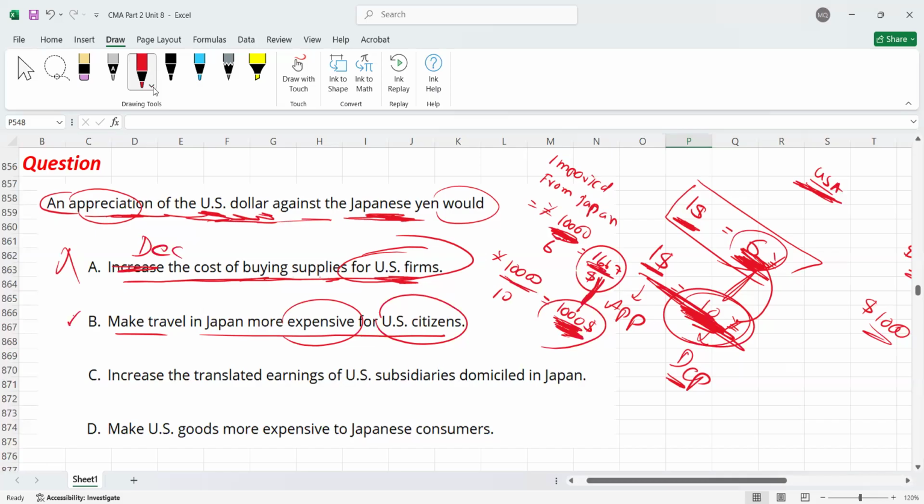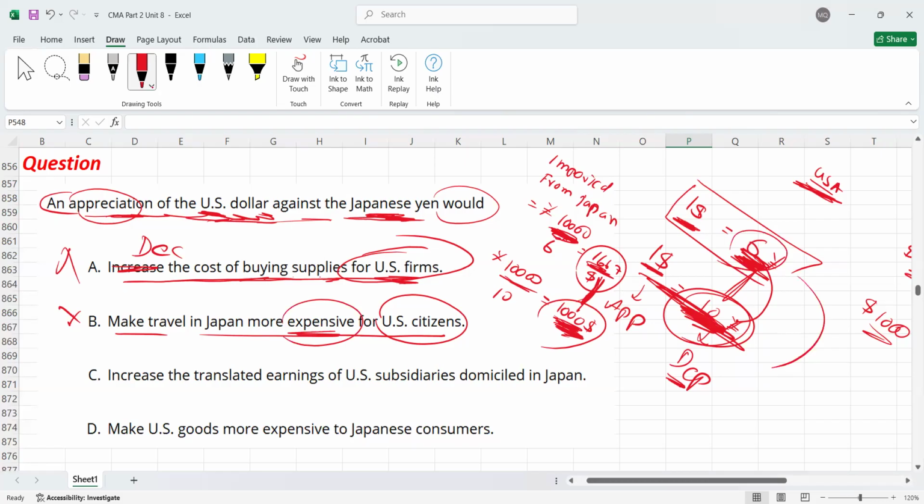Because you are going to tour Japan, right? You are going to visit Japan. You are going to explore Japan if you are a US citizen. So if this rate moves from 6 to 10 yen, it will be good news for you. So this is also incorrect. Make travel in Japan more expensive? No, less expensive actually. Not more expensive. Incorrect.